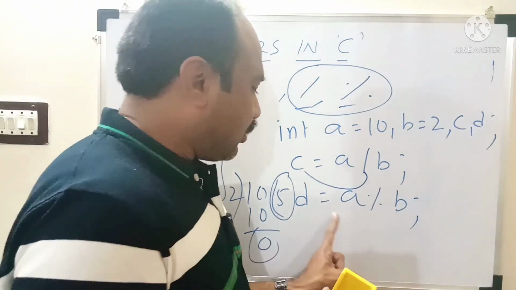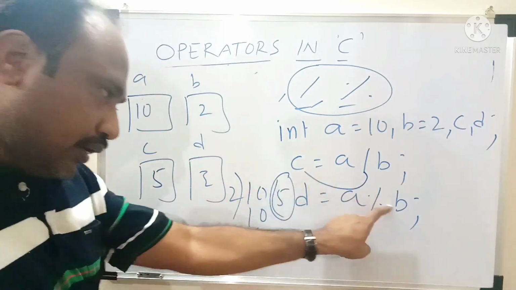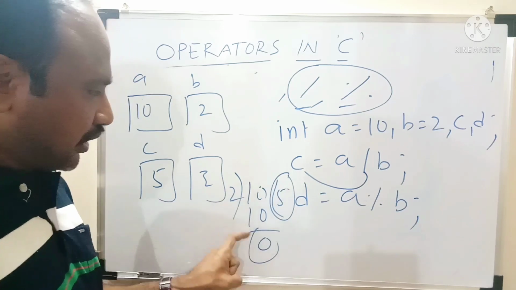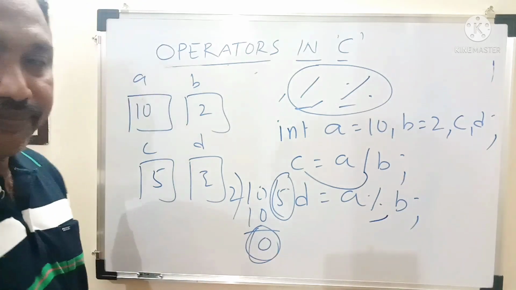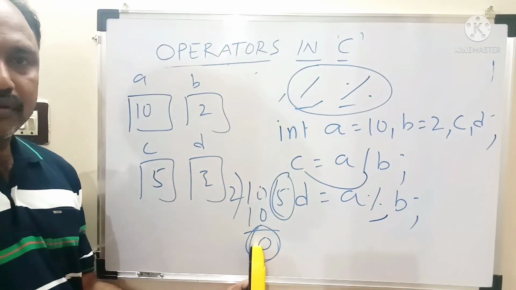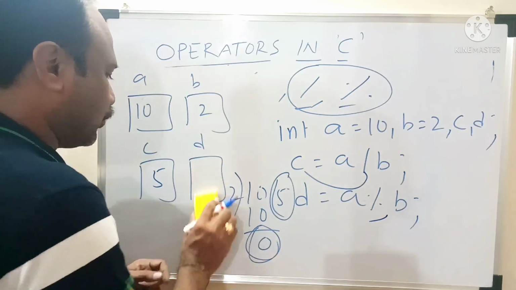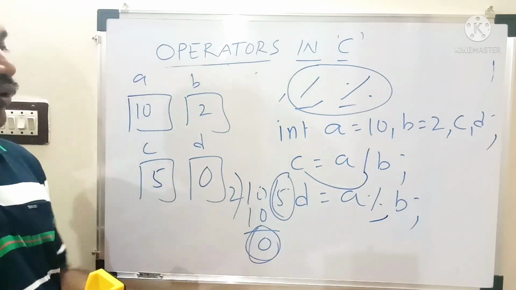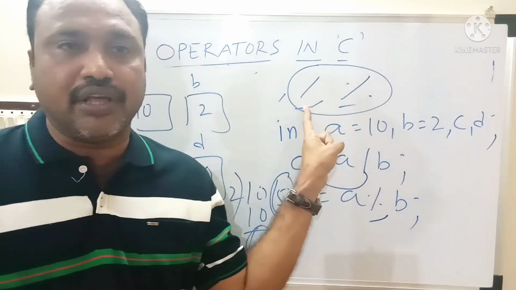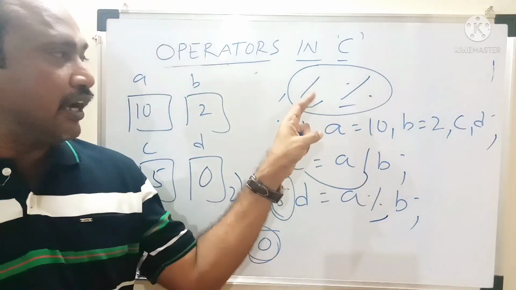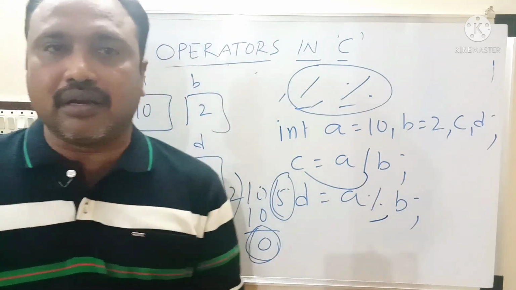Next, d equal to a mod b. Substitute a value 10, b value 2. 10 divided by 2. How many times? 5 2 is 10, 10 minus 10, 0. Which operator I am using? Mod. Answer is remainder. Okay, what is the answer? 0. So, both divide by and mod are used to perform division only. Divide by will give you quotient as answer, mod will give you remainder as answer.